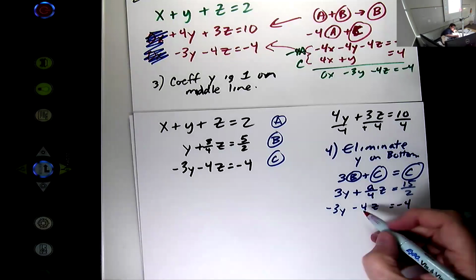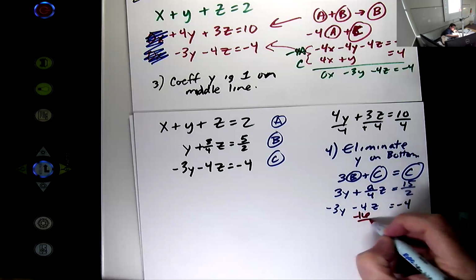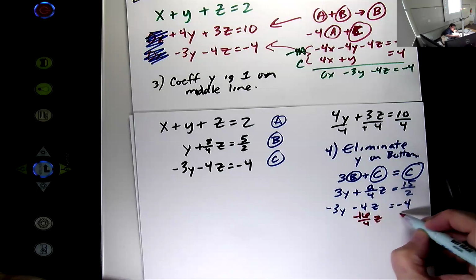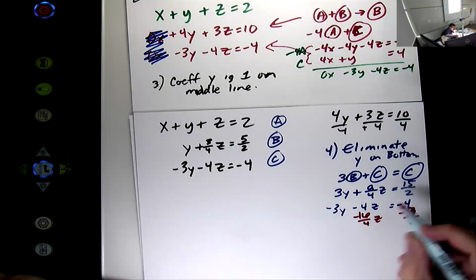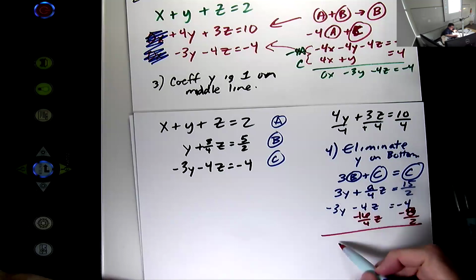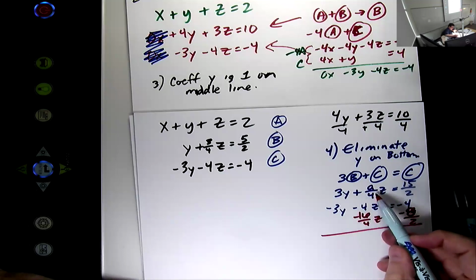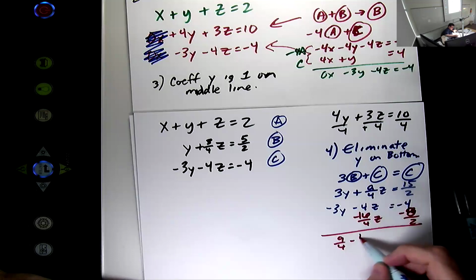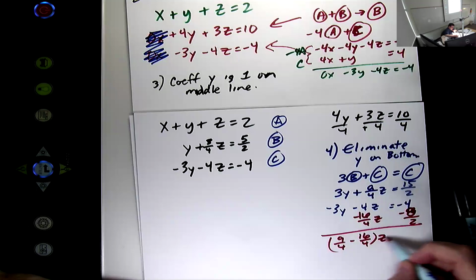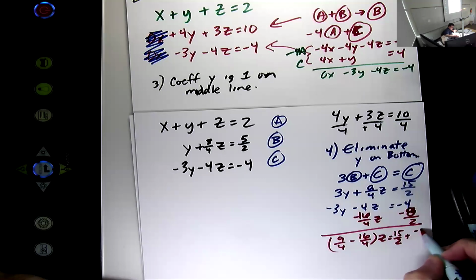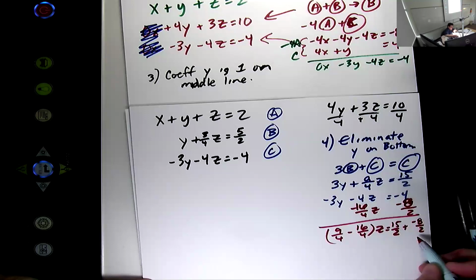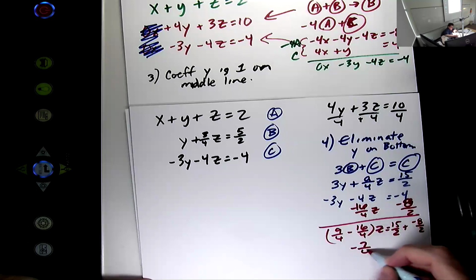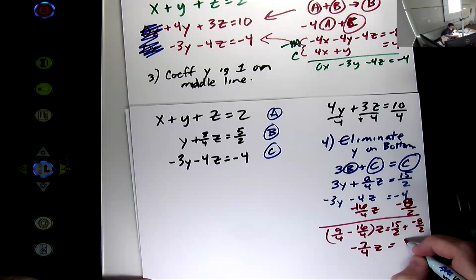I'm going to write this as -16/4 z, and we'll do this as over 2, we'll do this as -8/2, so that when I add vertically, the y's go away. And I'm adding 9/4 minus 16/4 z equals 15/2 plus -8/2. So I just got the common denominator on both sides. This is -7/4 z equals 7/2.